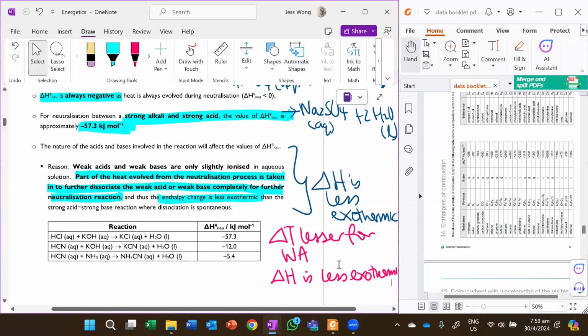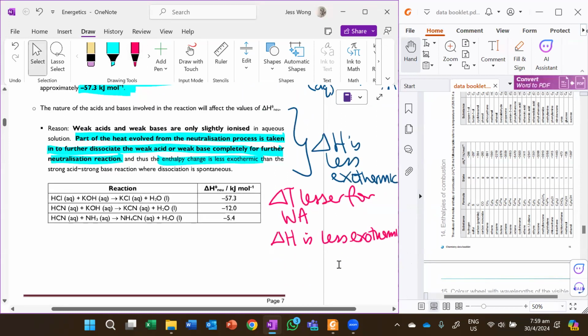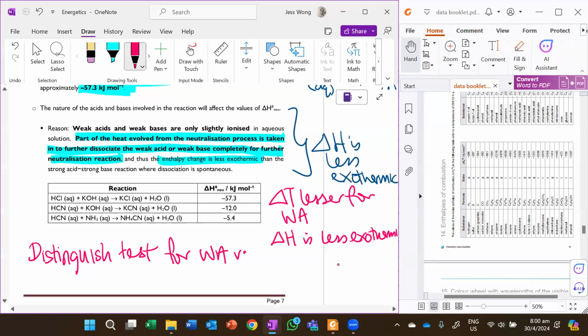All right. So this is a test to distinguish a weak acid and strong acid. Okay, so we can always use this as a distinguishing test for weak acids versus a strong acid. So if you have a weak acid versus a strong acid, what you can do is add in a fixed amount of base and measure delta T. So the weak acid will show a smaller delta T because some of the heat energy evolved from the neutralization process is absorbed by the weak acid to allow it to further dissociate to complete the neutralization.